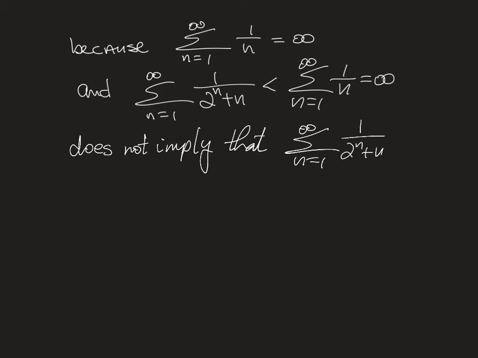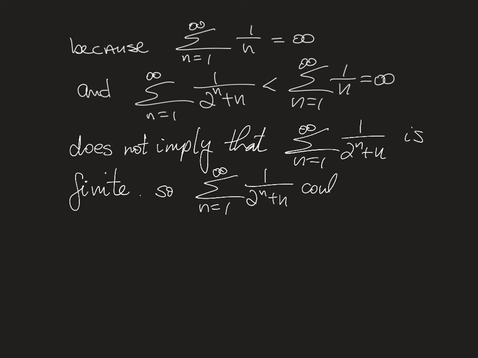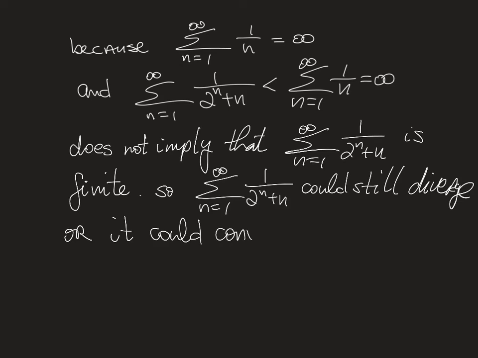So this inequality does not imply that the sum is finite, or that the sum is infinite. In other words, whether the series converges or not. So the series from n equals 1 to infinity of 1 over 2 to the n plus n could still converge or it could still diverge with this inequality that we have just established. So this is inconclusive. The way we did it here could not be used to determine convergence or divergence of the series.